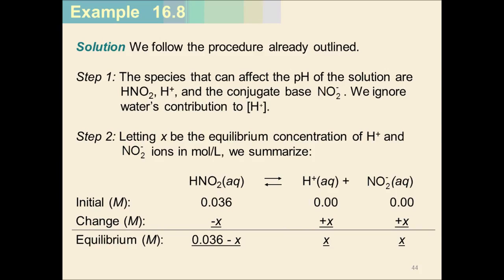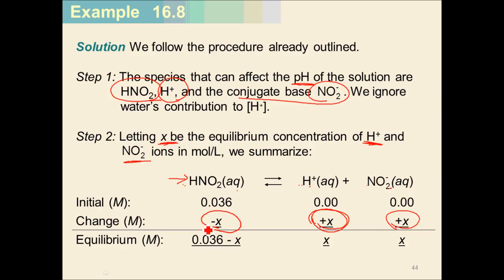So on slide 44 then, the solution: follow the procedure outlined, and that is, look at the species that affect the pH of the solution. It's going to be the HNO2, the H+, and then the NO2 minus, the conjugate base. So when we write our reaction, these are the species involved. We ignored water's contribution. Now, set X to be the equilibrium concentration of H+ and NO2 minus ions in solution. X, and again, it was a 1 to 1 mole ratio with your weak acid, so that is why it is a plus 1X and plus 1X for your NO2 minus.